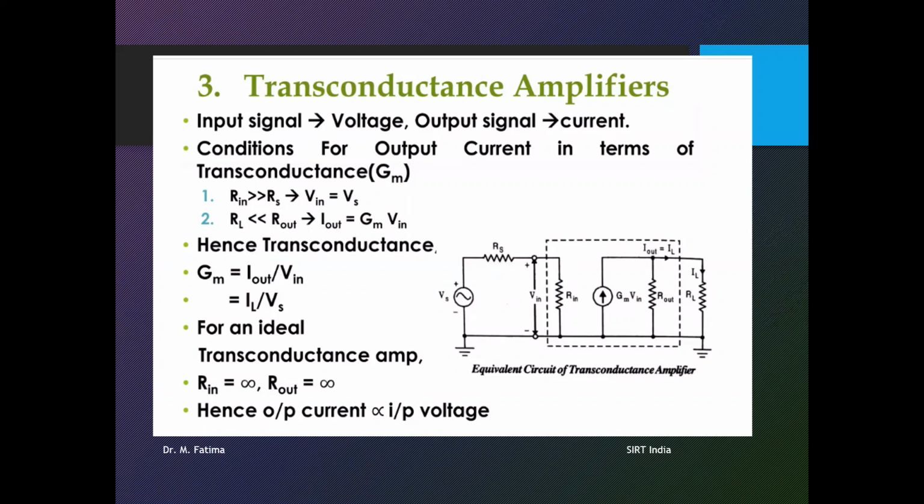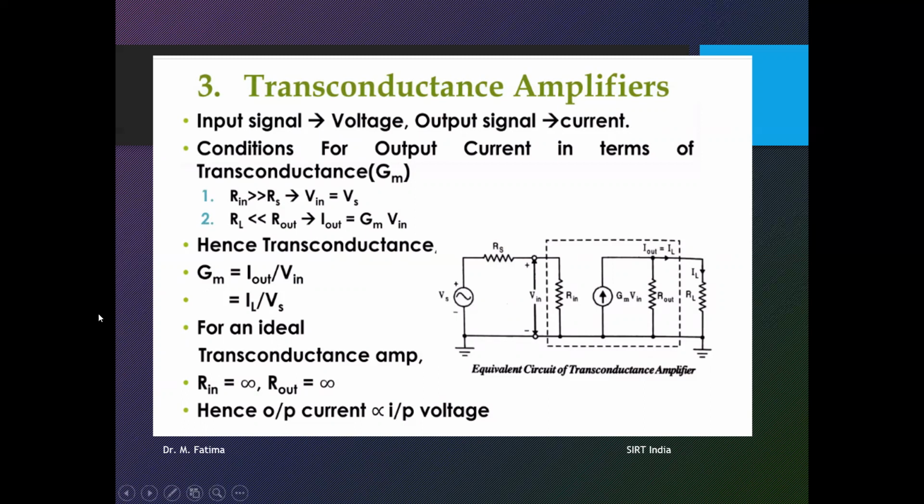So keep this thing in mind, that the output current must be infinite, must be high, and the input voltage, whatever the voltage given to the input, it should be available at the input side also. So Vin must be equal to source voltage. Vin must be equal to source voltage. Keeping these things in mind, we can calculate the input resistance and output resistance for the transconductance amplifier.